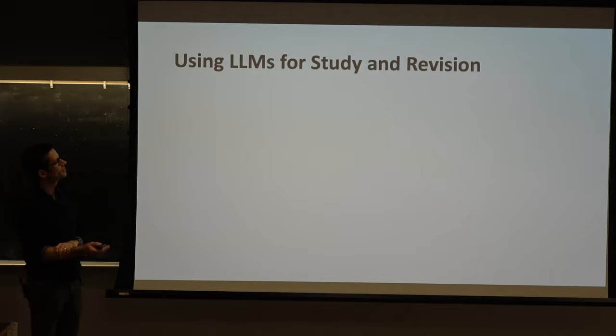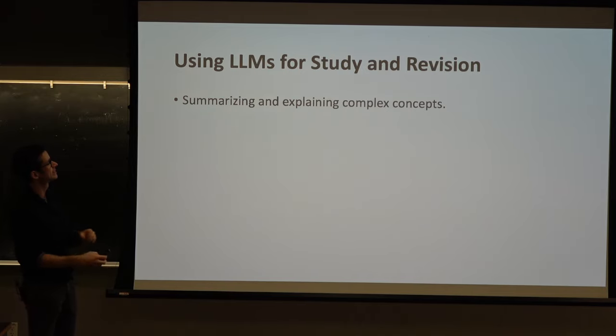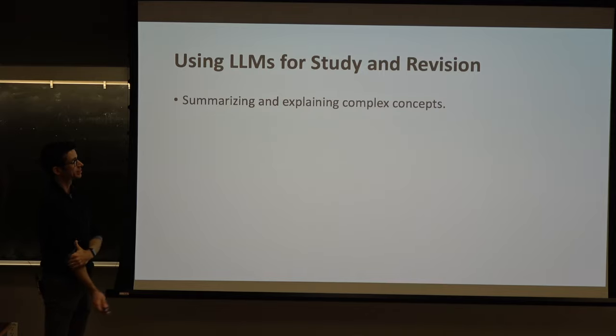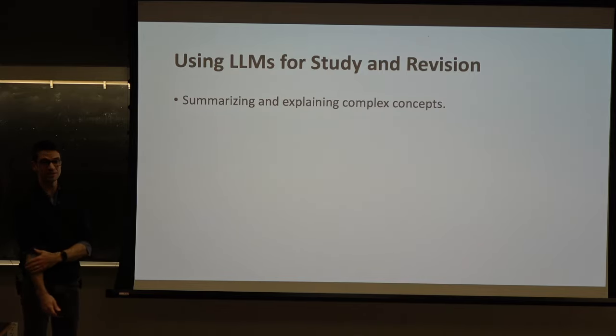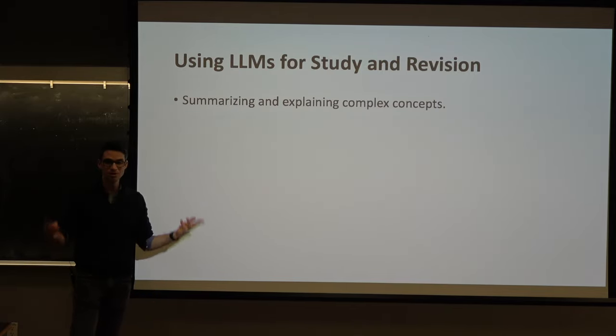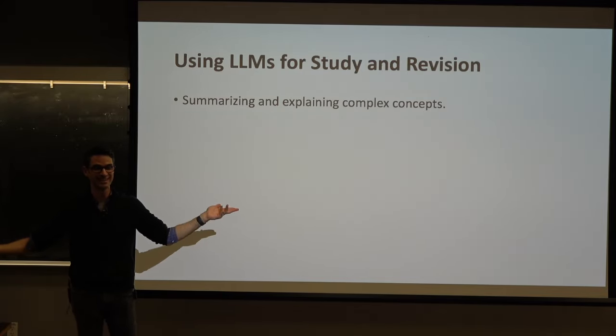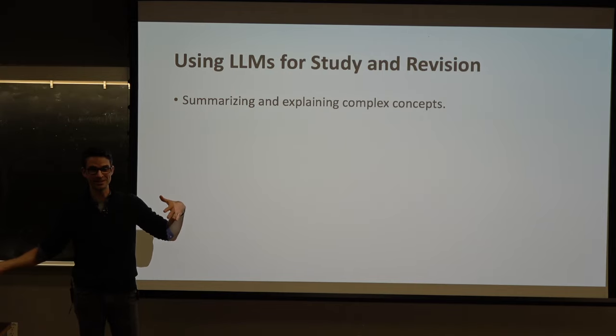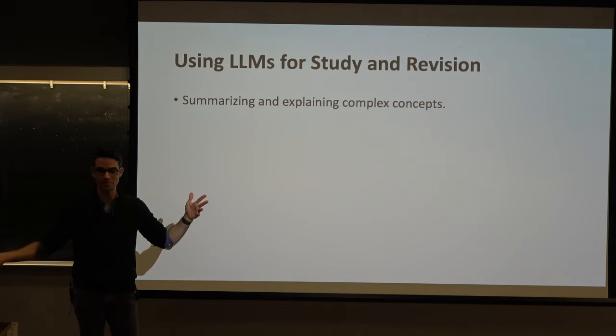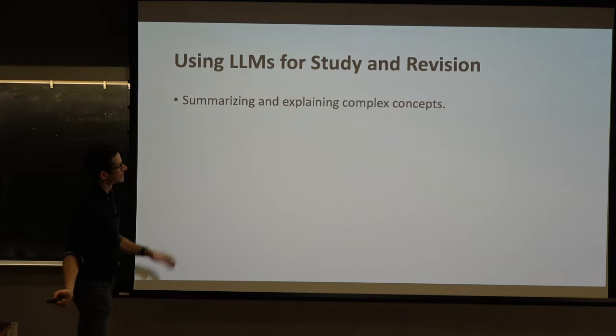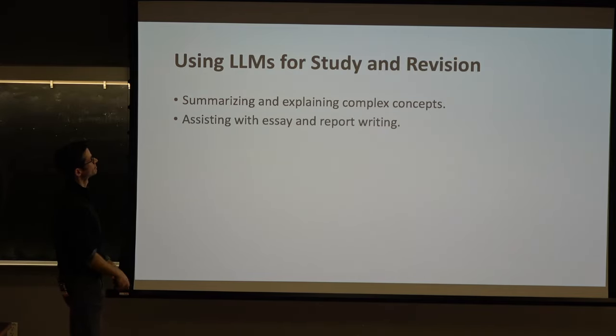Okay, if you want to use the LLM in your undergraduate studies and revision of text, it can summarize and explain complex concepts. So just like divergence and curl and efferent nerve fibers, you just ask it. It's a lot easier than the really dense stuff that's written in Wikipedia or the garden paths you can go on on Google or YouTube. It tends to get to the point a lot faster.